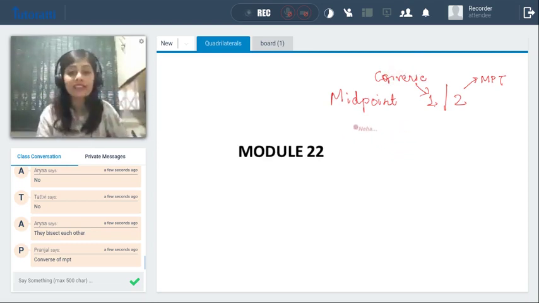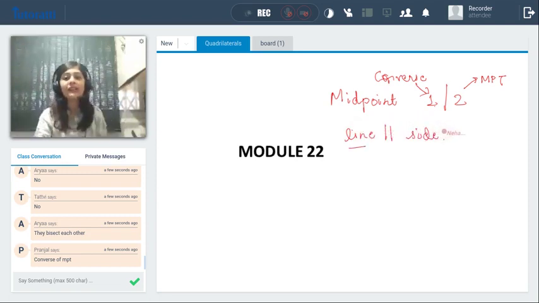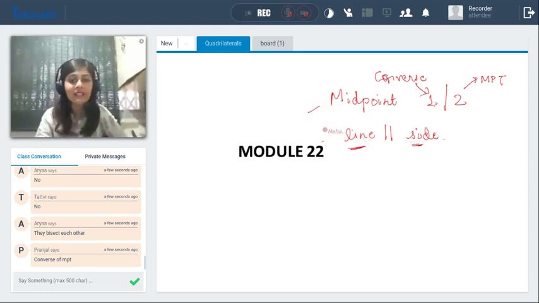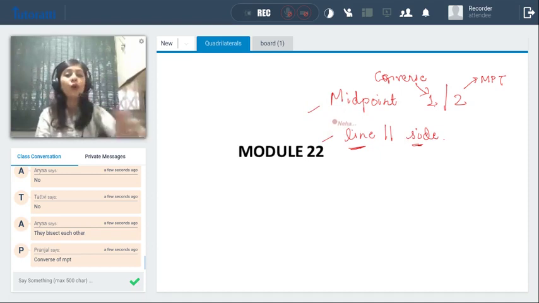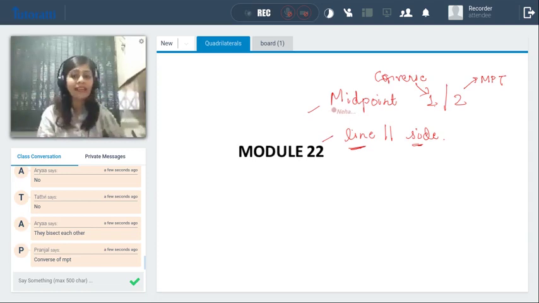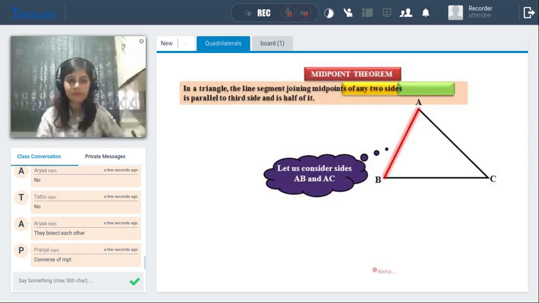The other thing you need is at least one line parallel to one side of a triangle. You need a line parallel to a side of the triangle. If these two things are given, or one thing is given and one thing you have to prove, you can go ahead and use the midpoint theorem. I hope this is understood. Let's go ahead and look at the further sums now.